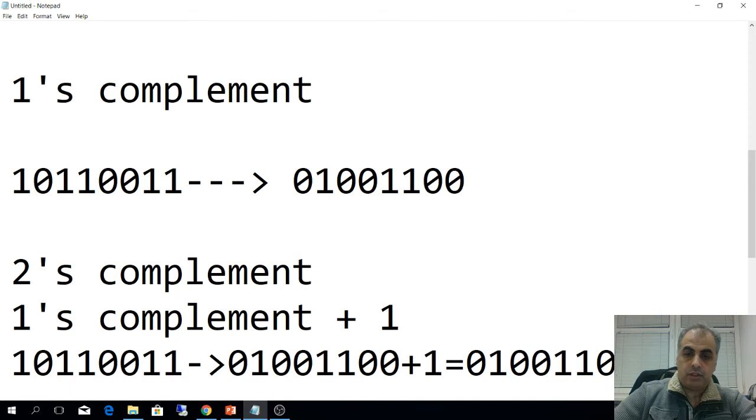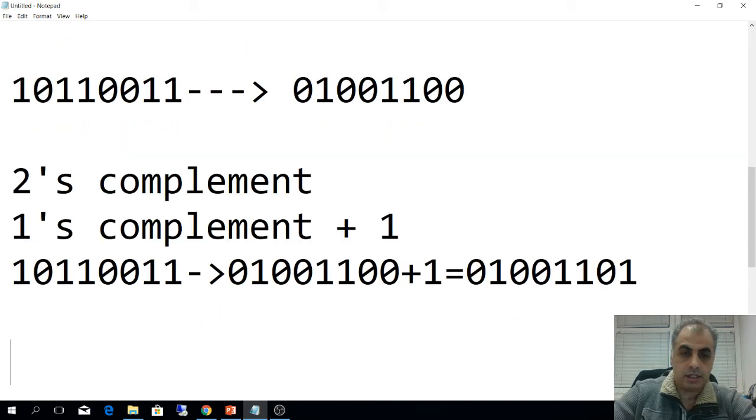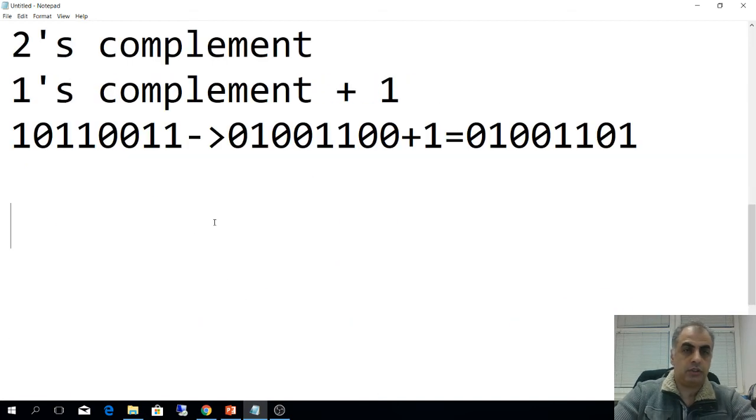Why did we learn it? We are going to learn it. Why did we learn it? In the structure of the CPU, while we are doing arithmetic and logic operations, we are using arithmetic and logic units.